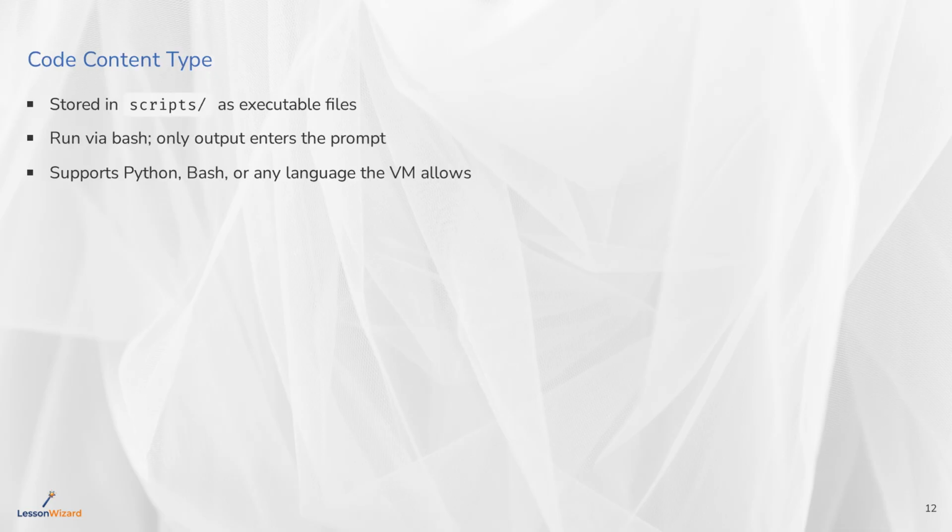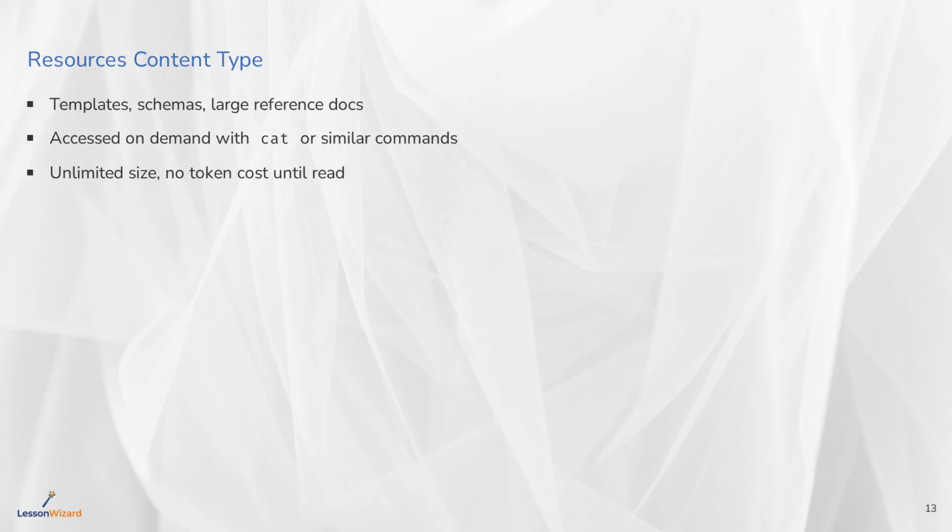Code files give deterministic behavior. Claude invokes them with a bash command, captures stdout, and uses that result. The script source never appears in the conversation, which saves tokens and isolates execution. Resources are like a knowledge base. If a skill needs a database schema, it can pull the file only when required. This on-demand model lets you bundle extensive documentation without penalty.